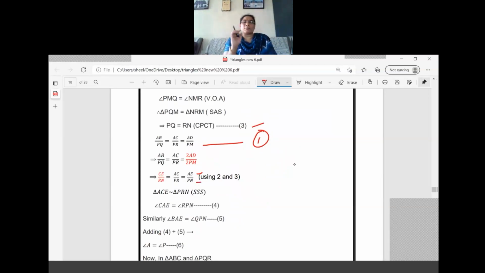Now what is the next step? We should change AB and PQ. Just now the congruency criteria we have applied, we got that AB equals CE and PQ equals RN. So now all the sides are in proportion. Now which triangle is similar? Triangle ACE is similar to triangle PRN.